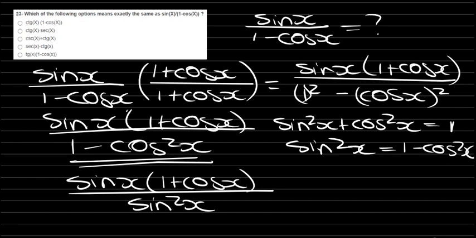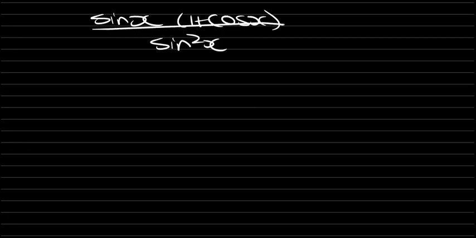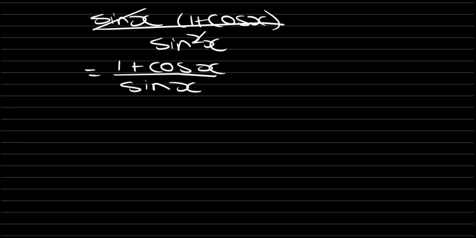Okay, so now what we see now is that we've got sine x times 1 plus cos x all over sine squared x. Okay, so what we can do is that, and we are left with 1 plus cos x over sine x. Okay, so now we're at this point.